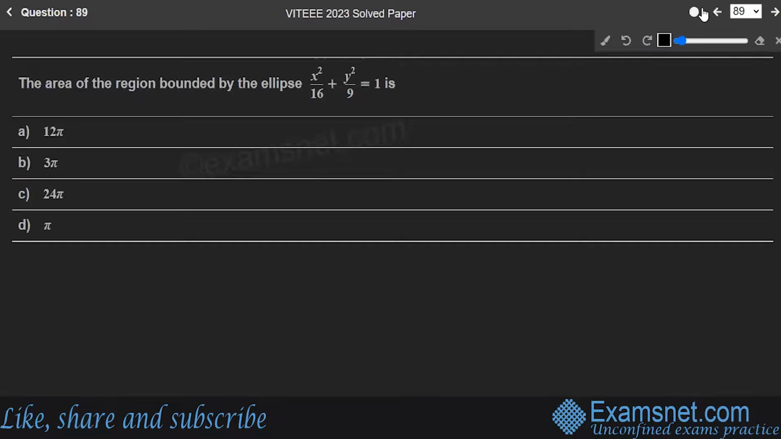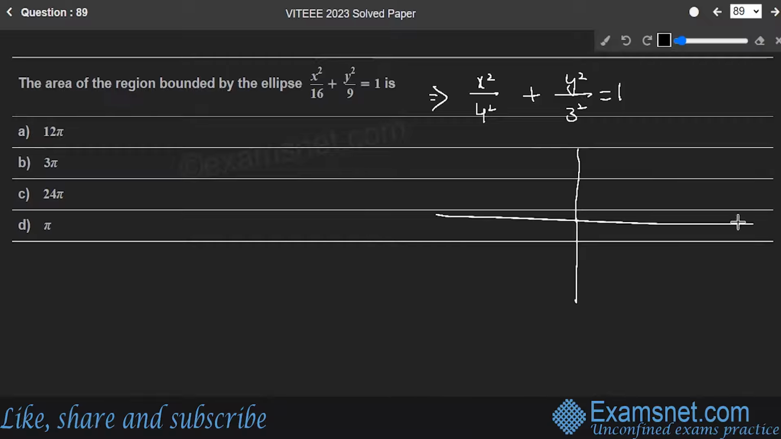Question number 89. The area of the region bounded by the ellipse, this is equal to. So you are given this ellipse, it can be written as x square upon 4 square, plus y square upon 3 square is equal to 1. Now this given ellipse is symmetrical about both the axes. How does this look like?